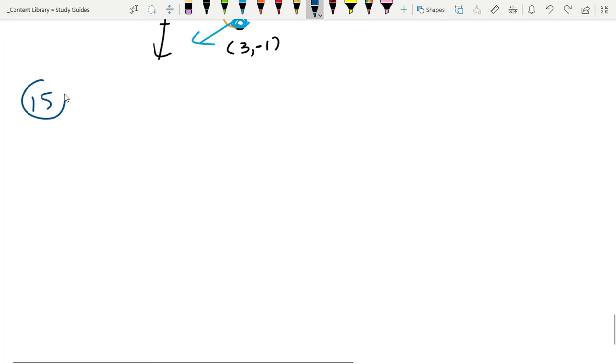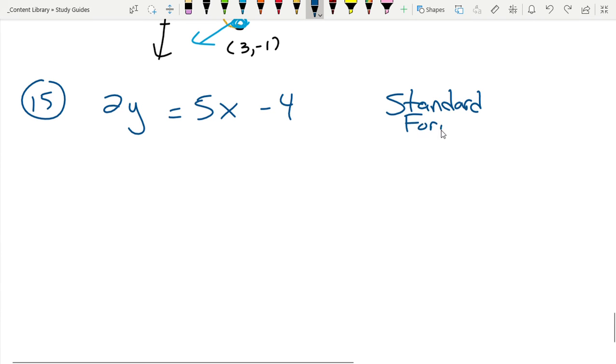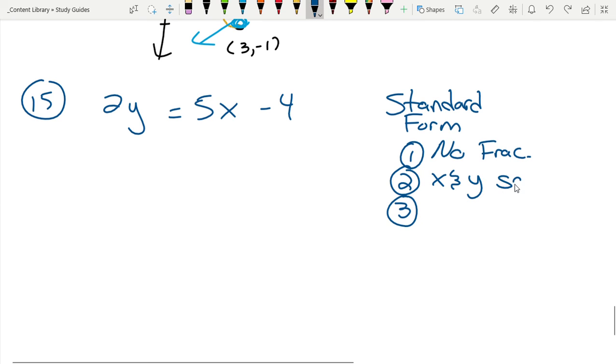Alright, number 15, we have 2y equals 5x minus 4, and they want this in standard form. Which remember, standard form, I'm going to write it once so you can refer back to this throughout the rest of the study guide. No fractions. X and y, same side. And for the bonus point, this is something only Algebra 2 students have to do, the x term is positive.